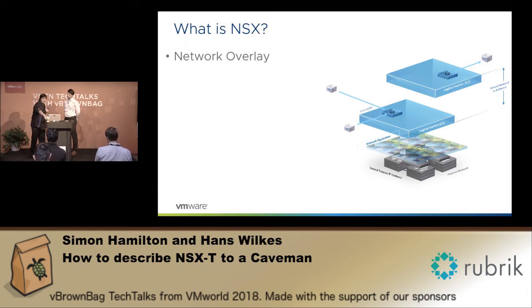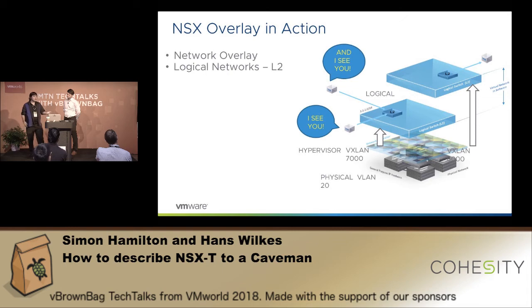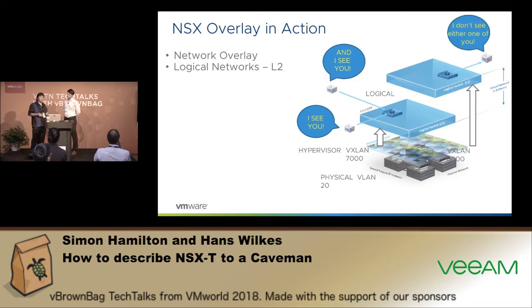So when you look at the pretty picture, you see network overlay, and you go, oh, it's just tagging the traffic between all these ESX servers and then using the NSX manager as a management point for all of this. So if you look at the graphic, you see logical networks at layer 2. VXLAN 7000 is at first a blue box there. And the two virtual machines say ICU and ICU because they're on the same logical layer 2 network. The third virtual machine says, I don't see either one of you because it's on a completely different logical network.